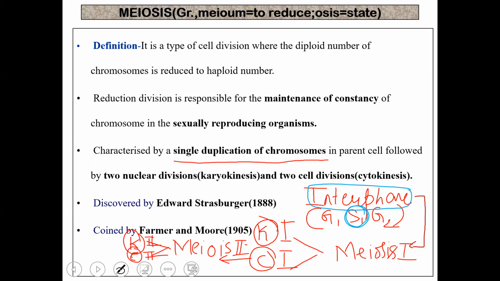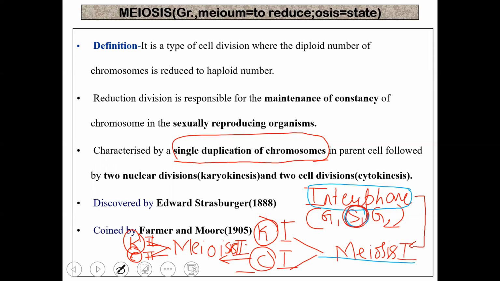Meiosis 1 will be followed directly by meiosis 2, but there will be no other interphase in between meiosis 1 and meiosis 2. That is what is meant by single duplication of chromosomes, which takes place only at the S phase, only once in the parental cell. And that parental cell will be followed by two meiotic divisions, which include karyokinesis and cytokinesis.